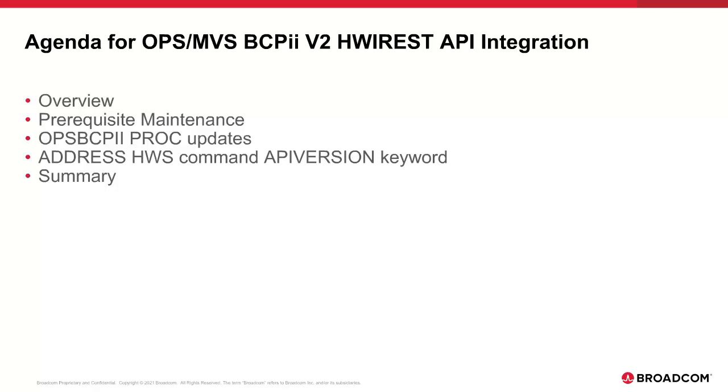The agenda for this video will cover an overview of OPS/MVS support of BCPII, and the business need and solution for the new OPS/MVS feature for supporting the IBM BCPII version 2 HWIREST API. What are the prerequisites needed to take advantage of IBM's BCPII version 2 REST API? What changes were made to the OPS BCPII procedure? What changes were made to address HWS host commands? And what other resources are available to you to learn more about these enhancements?